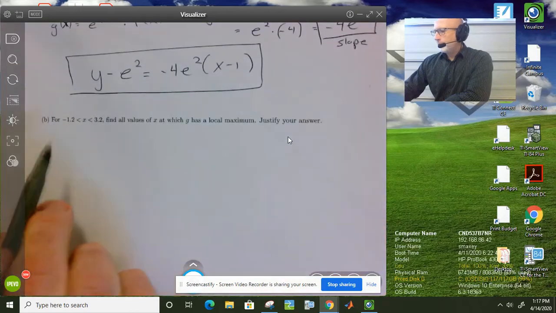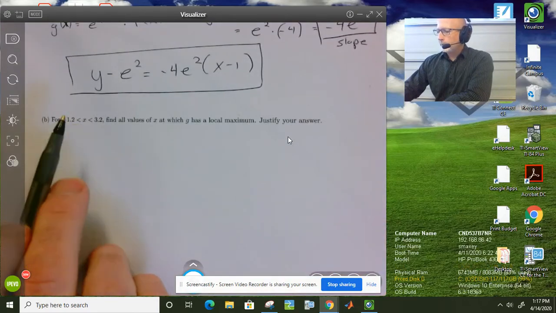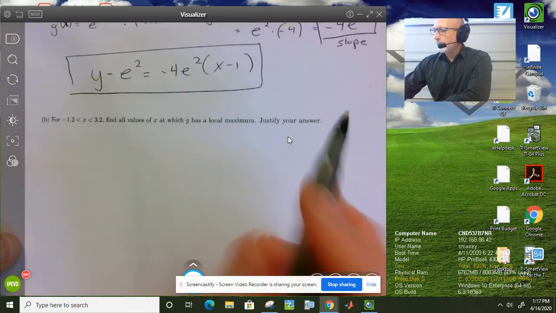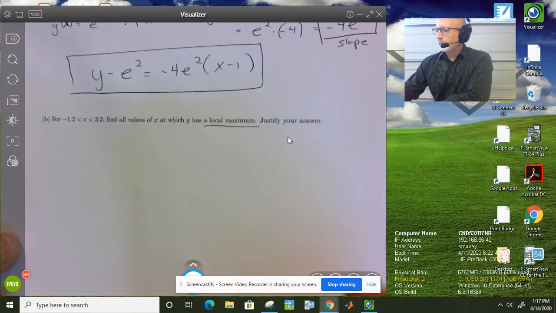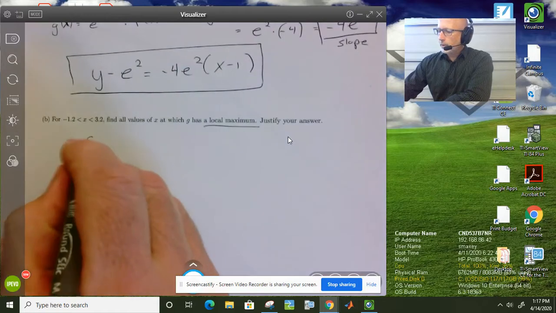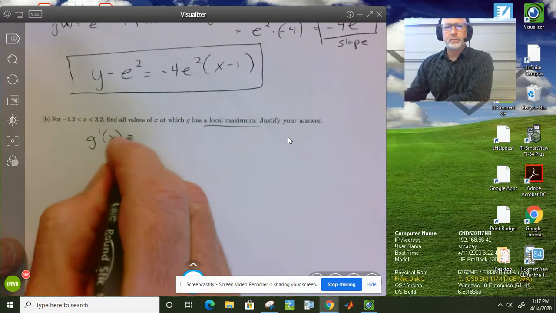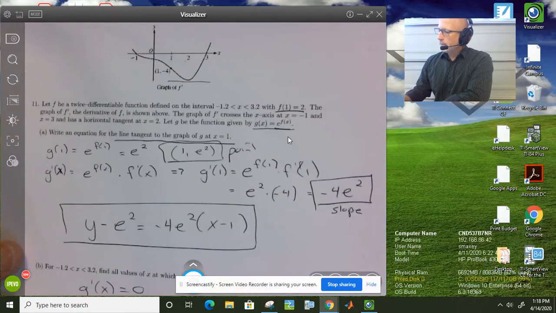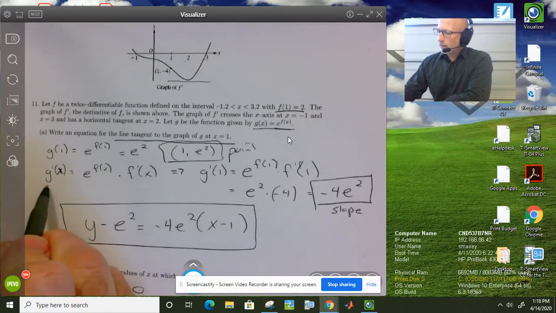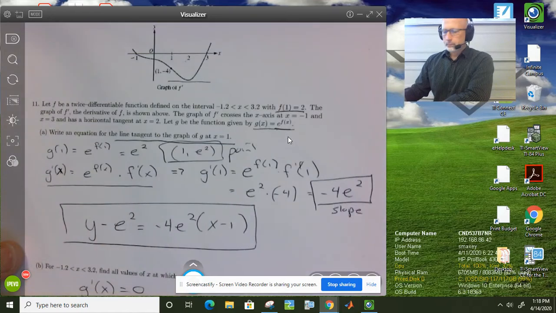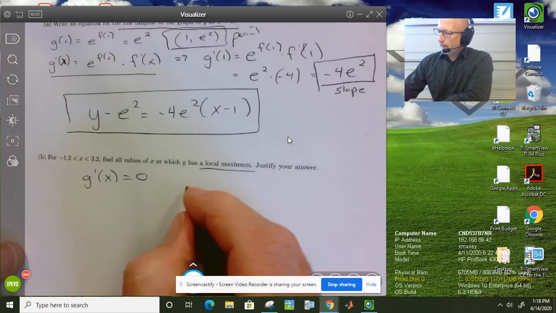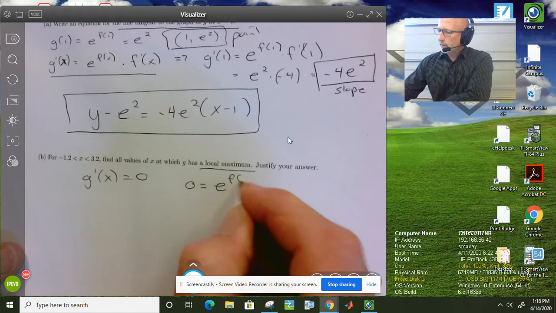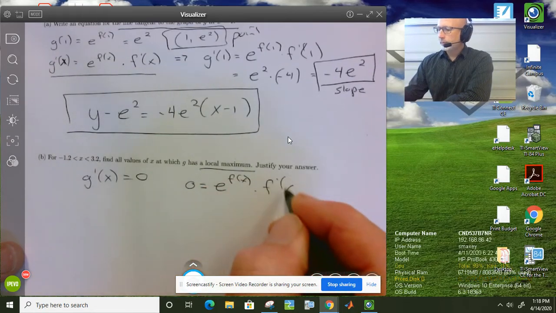Part B: for x between negative 1.2 and 3.2, find all values of x at which g has a local maximum. So how is it going to have a local maximum? To find that, I need to determine where g prime of x is equal to 0. So where do I have g prime? G prime was given by this equation right here. So I have 0 is equal to e to the f of x times f prime of x.